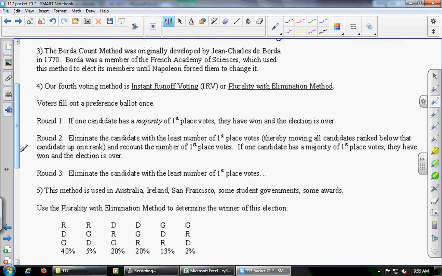So we've now seen 2 ways to count the votes. Plurality method, first place votes only, and then this Borda point method. And then here, this is a typo, you can fix it. It says our 4th voting method, but it's our 3rd. It's something called instant runoff voting or plurality with elimination. Instant runoff voting or plurality with elimination.